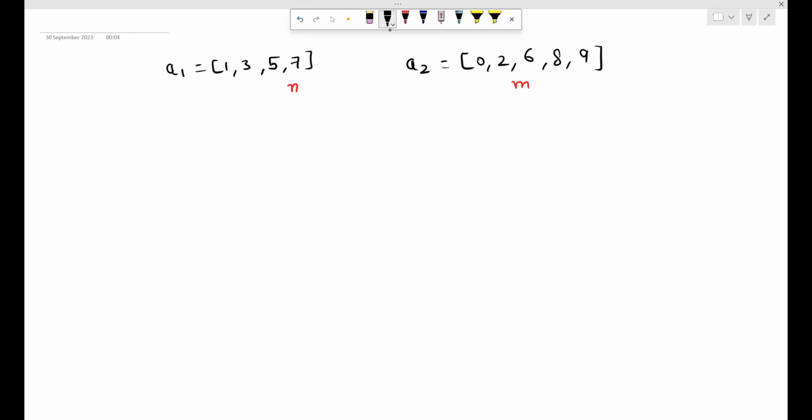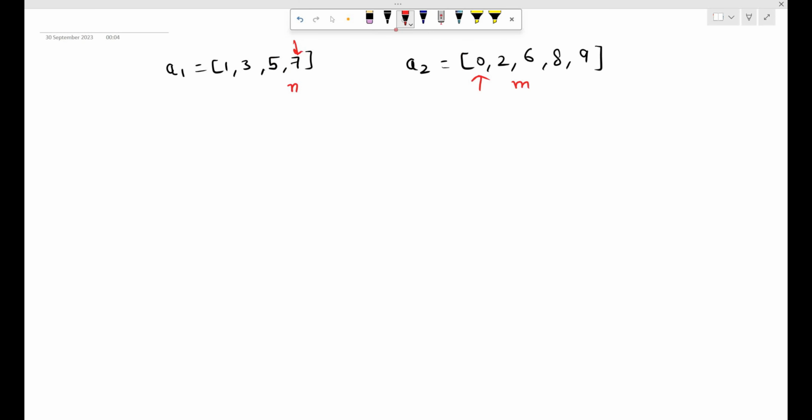So what's the intuition now? As these arrays are sorted, this we have to use. When I say the array is sorted, that means this 7, the last element, is the largest in the A1 array, and in the A2 array whatever is first is the smallest. So what I can do is start from the last in this array and the beginning of the second array, and compare these two.